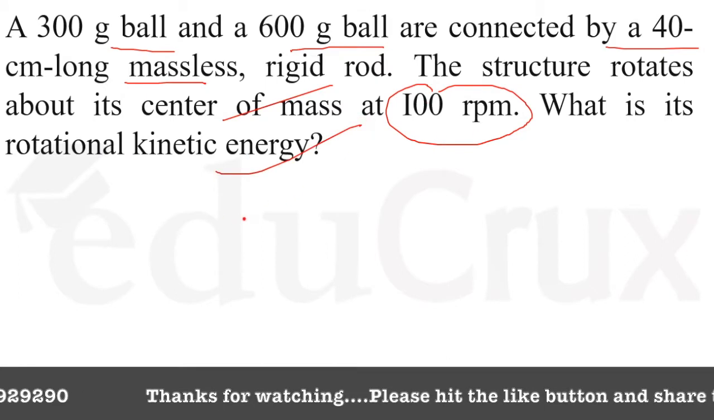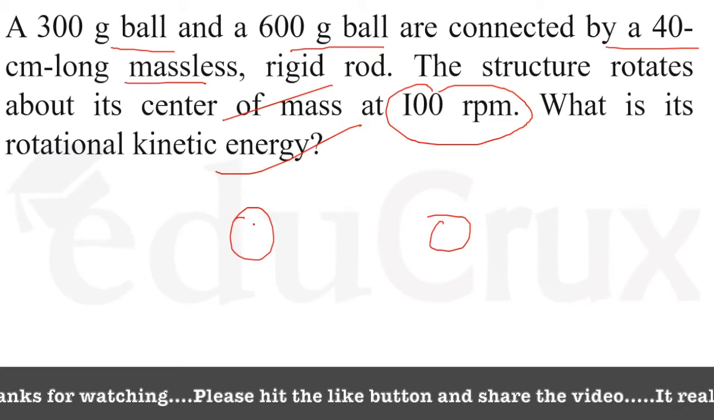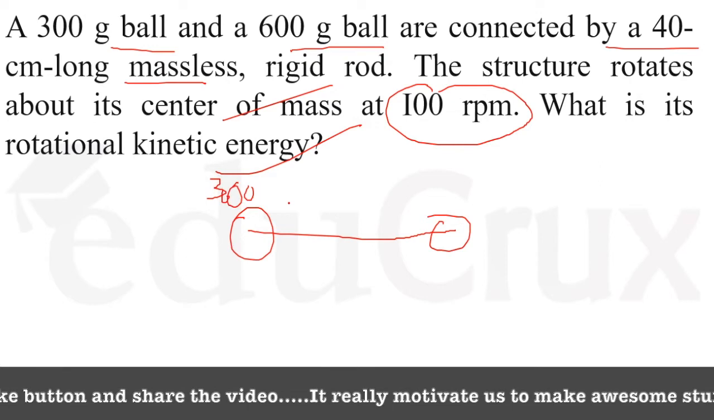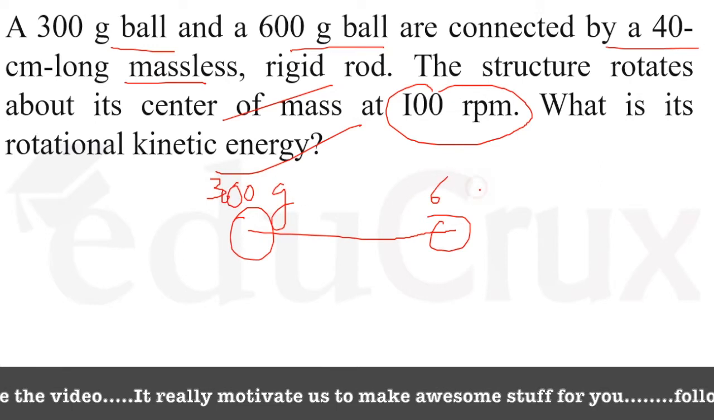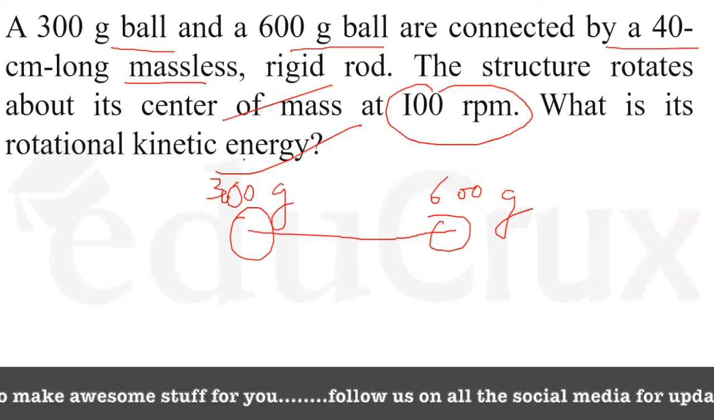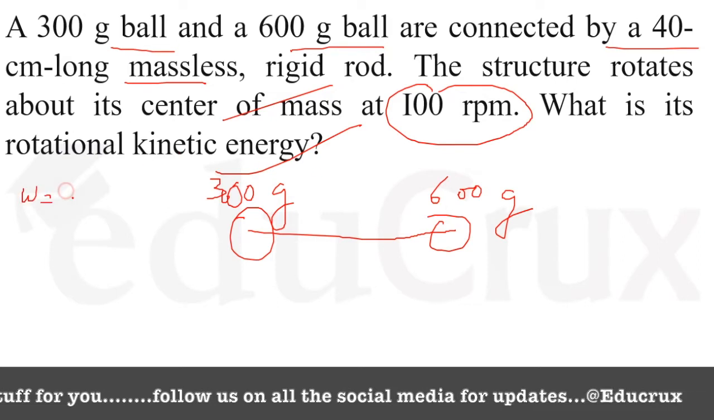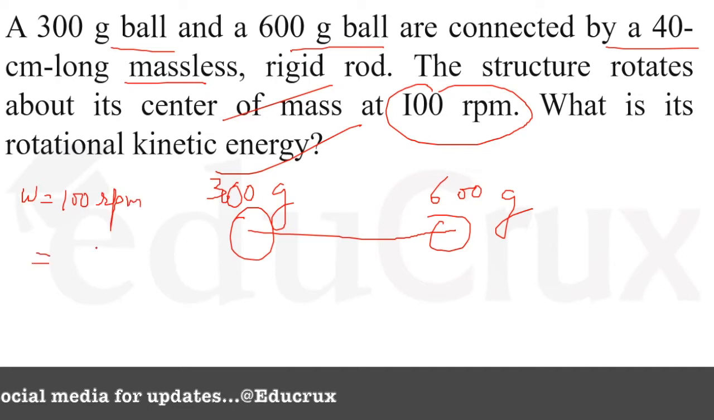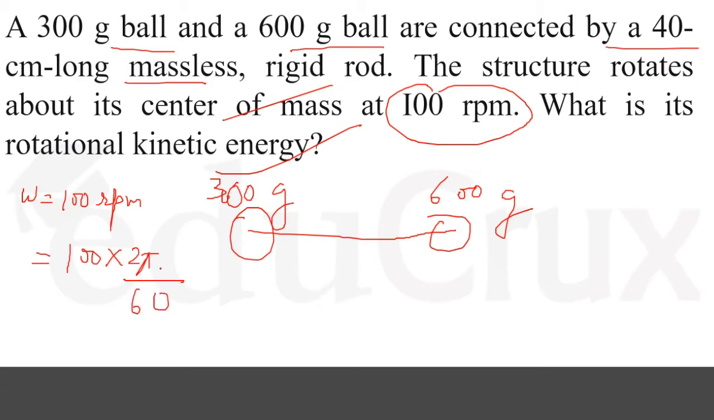Okay, so first of all, we'll draw two balls. One ball is of 300 grams and one is of 600 grams. And omega is 100 rpm. So when you convert it into radians per second, you multiply it by 2 pi by 60, because in one rotation there are 2 pi radians, and it's per minute, so in 1 minute we have 60 seconds.